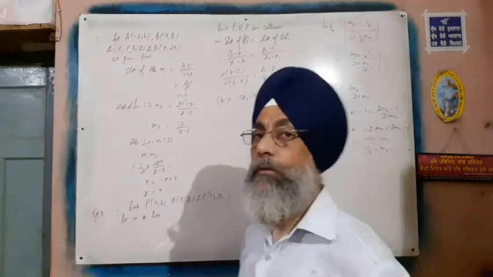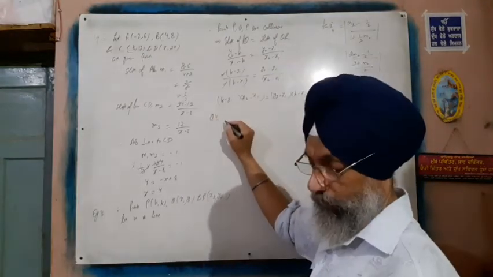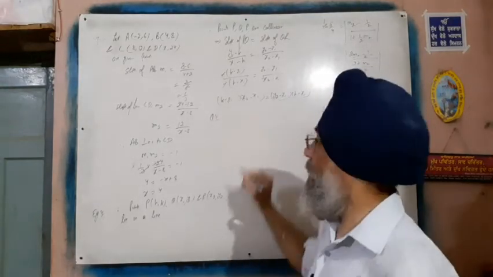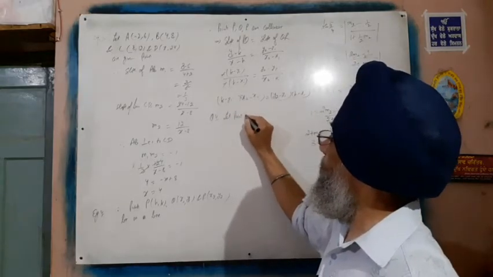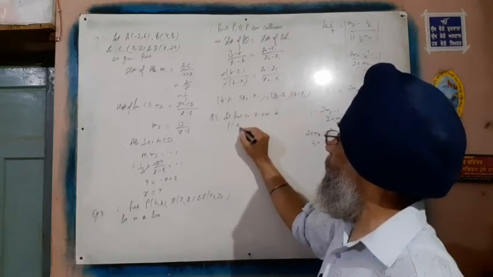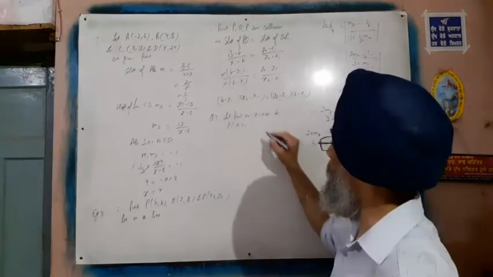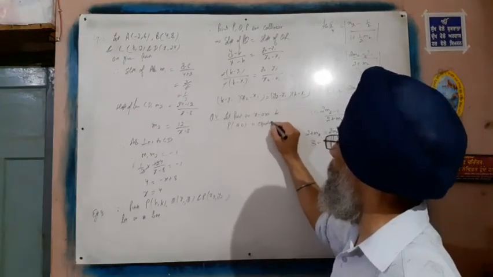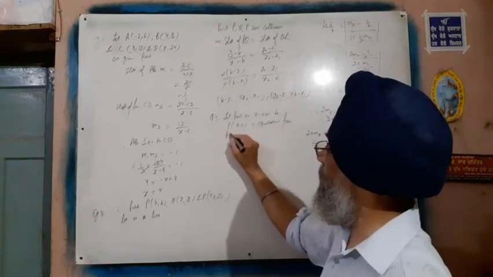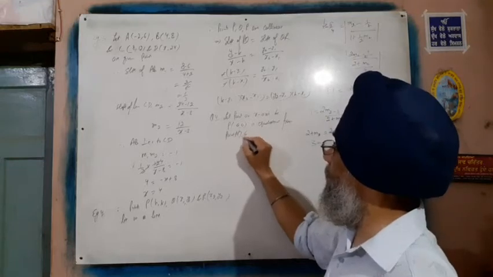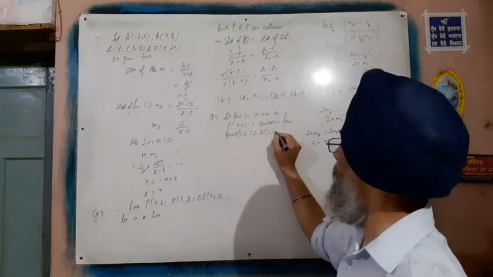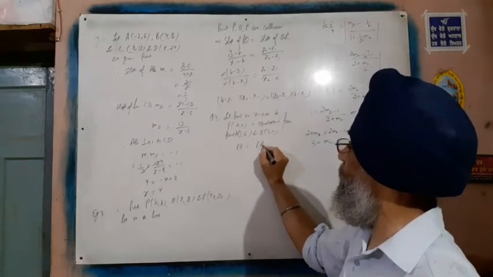If we see question number 4 here, find the point on the x-axis. The point on the x-axis has its y coordinate 0. So let the point on the x-axis be, say, P (a, 0). It is equidistant from points, say, A (7, 6) and B (3, 4). Therefore, PA is equal to PB.